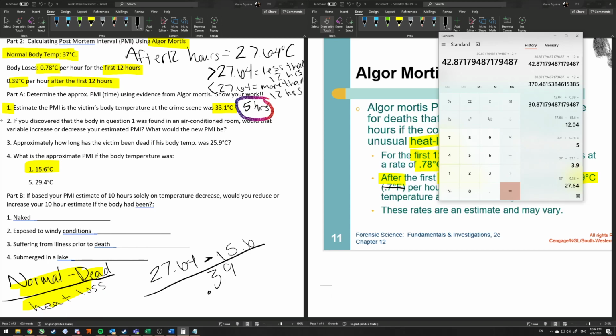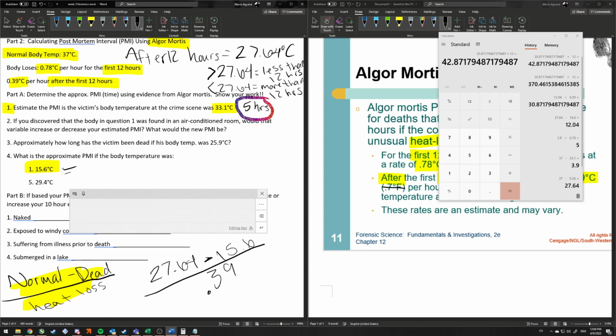Okay, here we go. I know the person's been dead for 42 hours, because I know 12 hours already passed here, and then the additional 30 that I calculated using this formula. So this equals 30.8, right? And then I just added the 12 to that 30. And I know this person's been dead for 42 hours. So this is how you do this assignment.